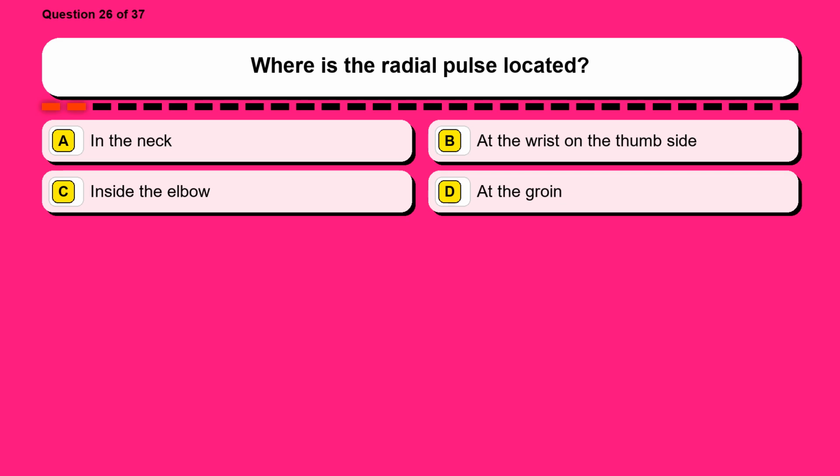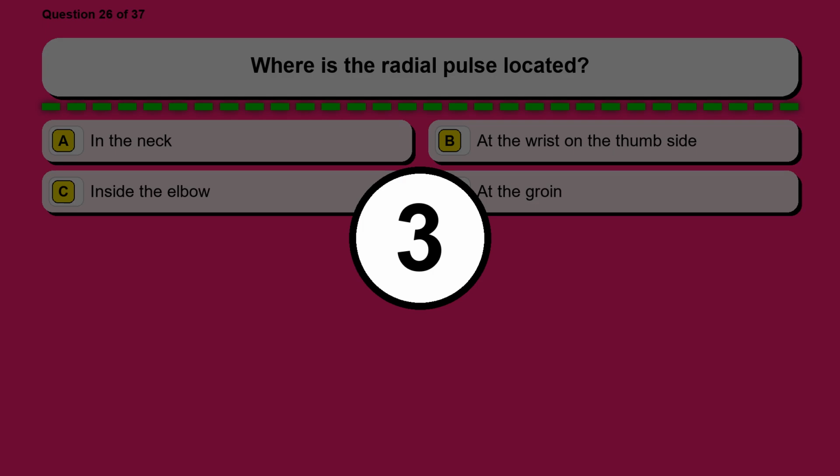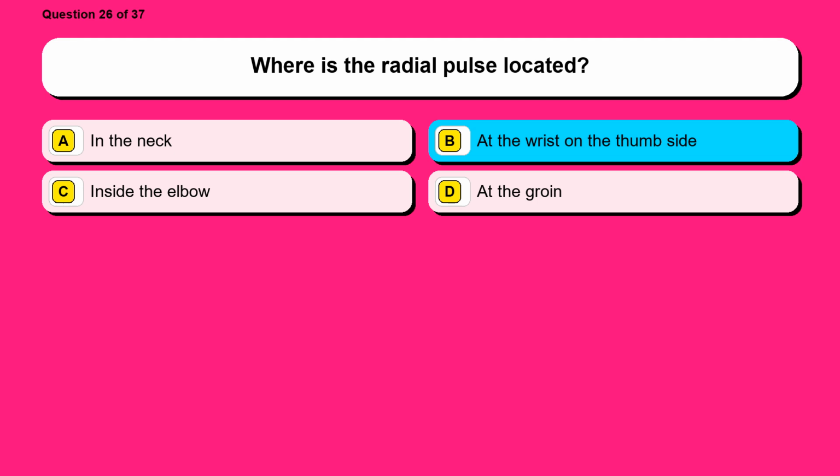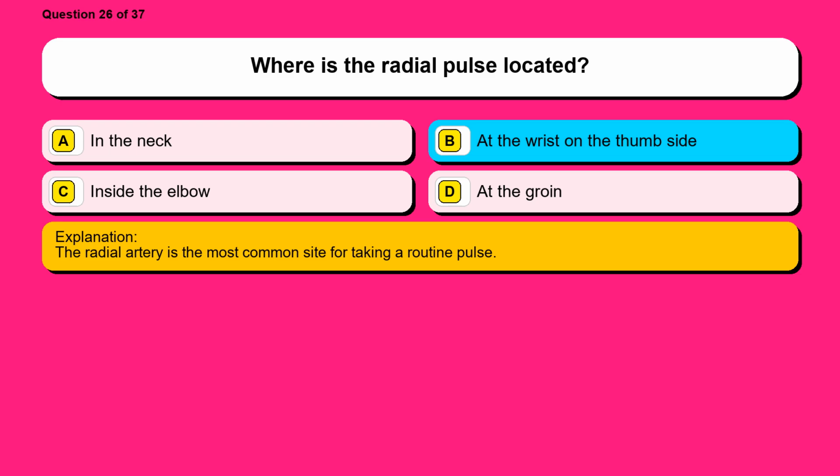Question 26. Where is the radial pulse located? Option A, in the neck. Option B, at the wrist on the thumb side. Option C, inside the elbow. Option D, at the groin. The correct answer is option B, at the wrist on the thumb side. The radial artery is the most common site for taking a routine pulse.